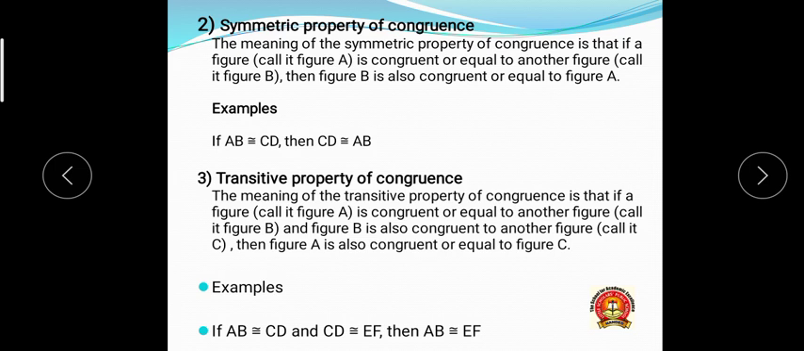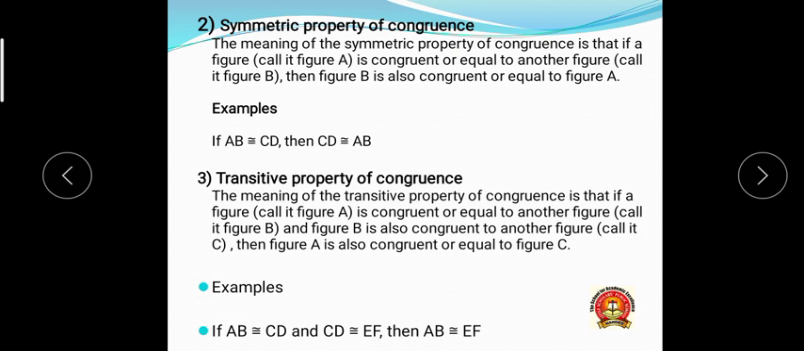Symmetry property, the second property. The meaning of the symmetry property of congruency is that if any figure A is congruent or equal to another figure B, then B is also congruent to A. Means if A is equal to B, then you can say that B is also equal to A. For example, if segment AB is congruent with CD, we can say that CD is also congruent with AB. So this symbol is for congruency. Don't forget.